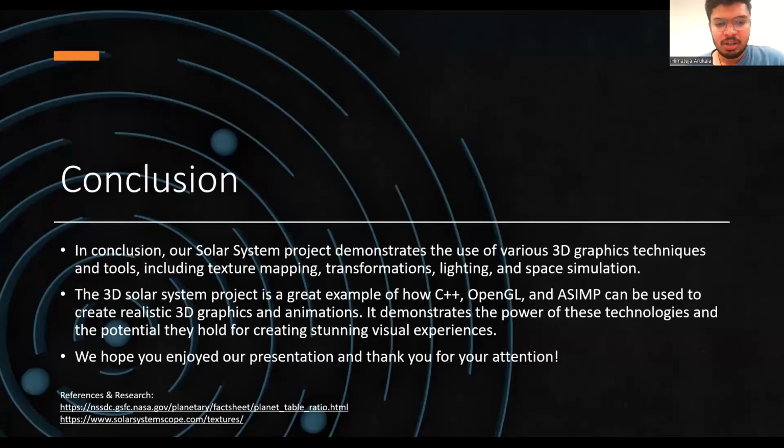In conclusion, our solar system project demonstrates the use of various 3D graphics techniques and tools, including texture mapping, transformations, lighting, and space simulations. The 3D solar system project is a great example of how C++, OpenGL, and ASSIMP can be used to create realistic 3D graphics and animations. It demonstrates the power of these technologies and the potential they hold for creating stunning visual experiences.